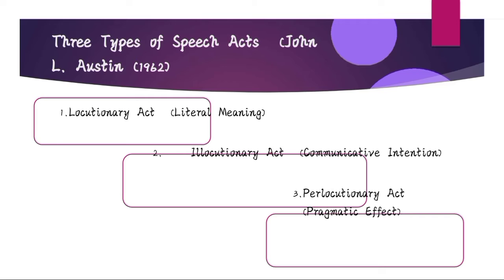And then number 3, perlocutionary is the act that is carried out by a speaker when making an utterance that causes a certain effect on the hearer and others. For the example, "It is so dark in this room. The box is heavy."